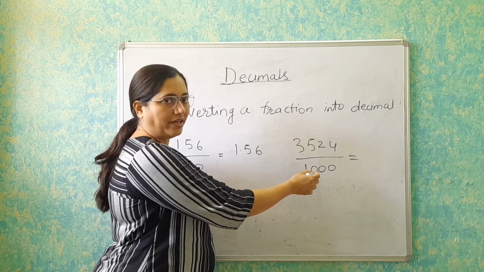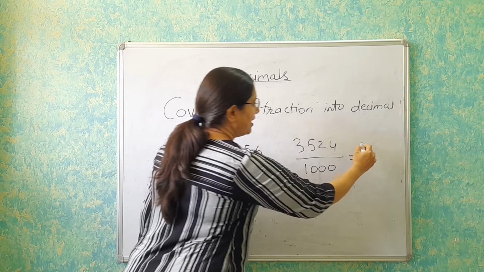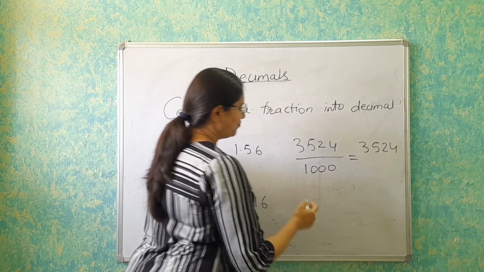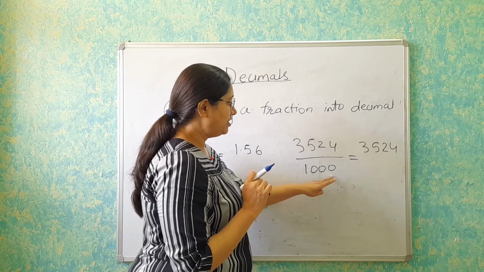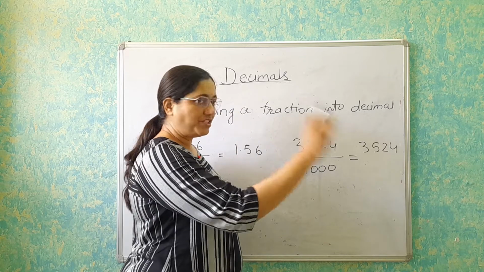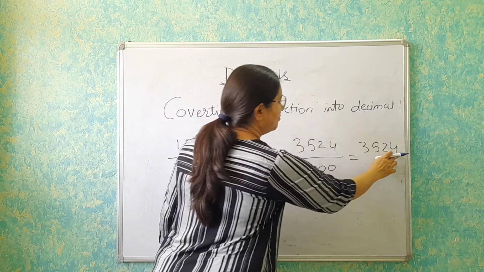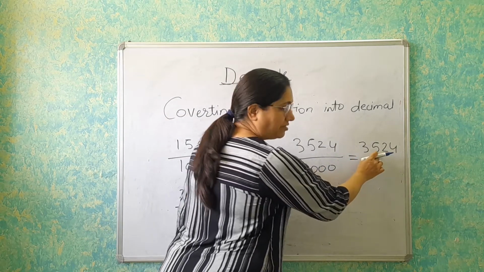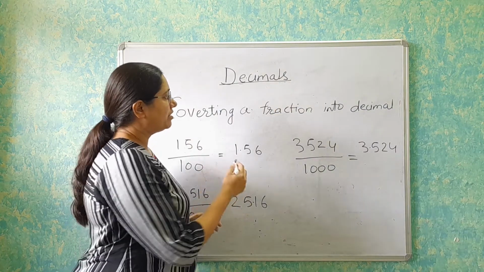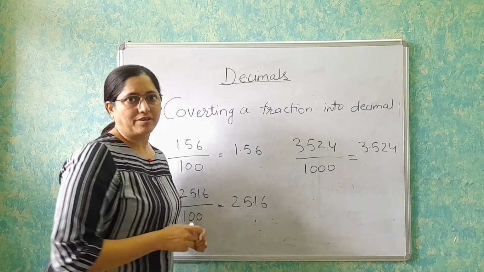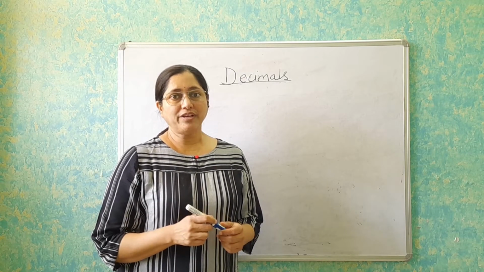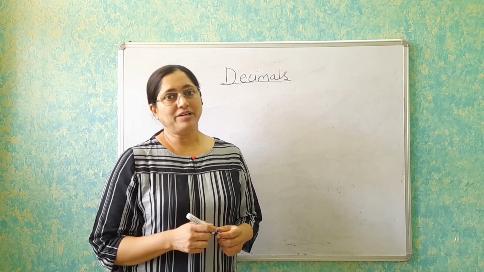3524 divided by 1000. So first I will write 3, 5, 2, 4. Now I will count the number of zeros in the denominator, 1, 2 and 3. Now I will count the number of digits from the right hand side, 1, 2 and 3. So after 3 digits I will put the decimal point. In this way we can convert a fraction into a decimal. Watch my video till the end. I will share a useful trick for the Math Olympiad exam and mental math.